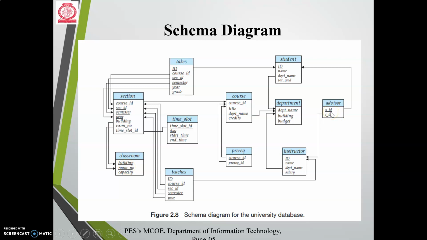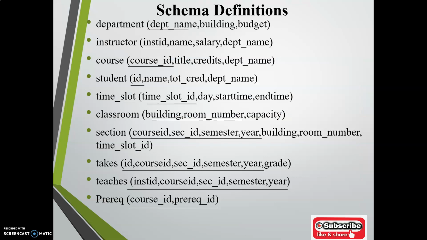Advisor is another relationship set which is connected to student and instructor. So again the arrow is shown to instructor. ID will be referred from the instructor table to the advisor, whereas ID of the student will be referred in the advisor table. And likewise, here you can see that we have shown the relationship between primary key and foreign key constraint. From this schema diagram, we can write schema definitions.